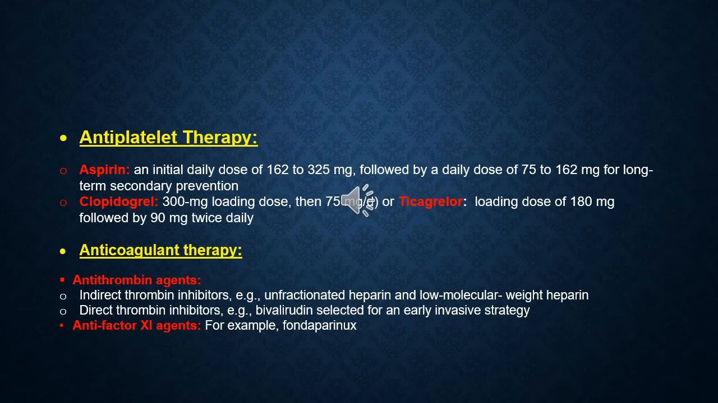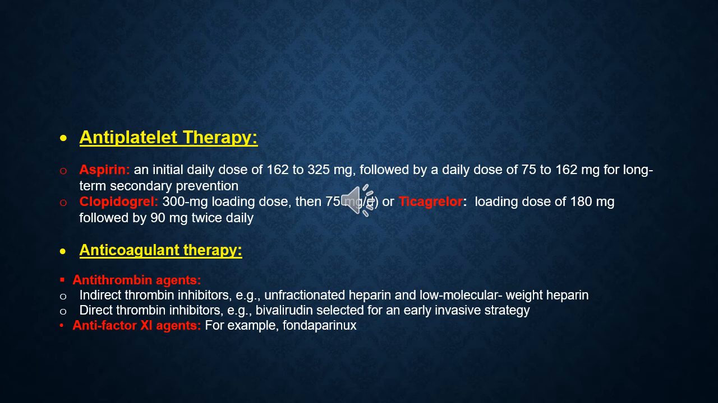Then we have to give antiplatelet and anticoagulant therapy. Antiplatelet therapy, as we said, is aspirin, starting with 325 milligram, and then long term 75 to 162 milligram, and clopidogrel or ticagrelor by loading and maintenance dose, as described for STEMI patients before primary PCI or thrombolysis, or even for the conservative arm.